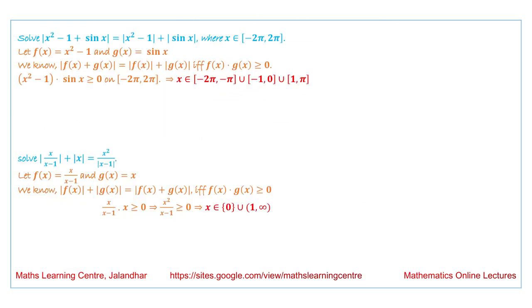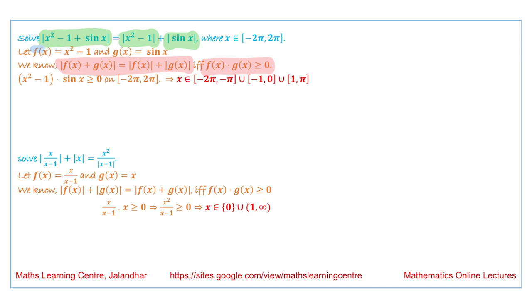Now the next question we have: it is given that the mod of x square minus 1 plus sin x is equal to mod of x square minus 1 plus mod of sin x. And we know that this condition, that mod of f(x) plus g(x) is equal to mod of f(x) plus mod of g(x), holds if and only if f(x) into g(x) is greater than or equal to 0.